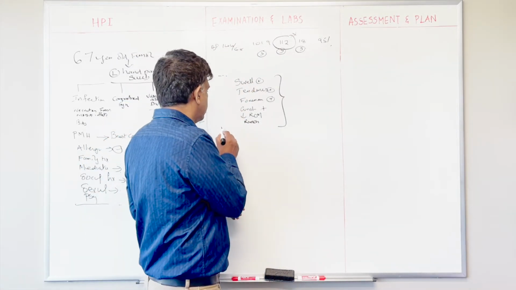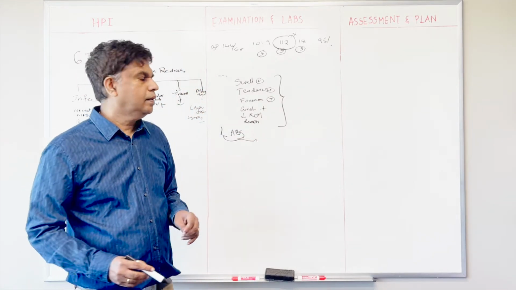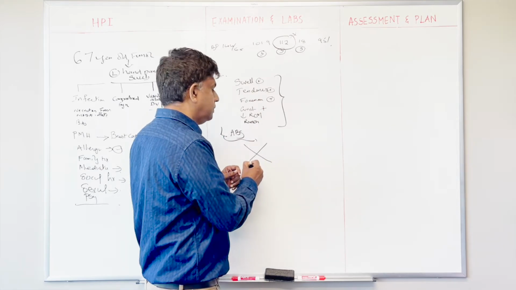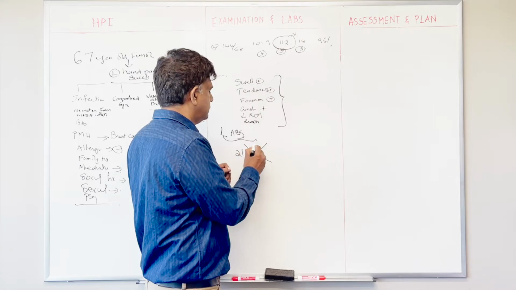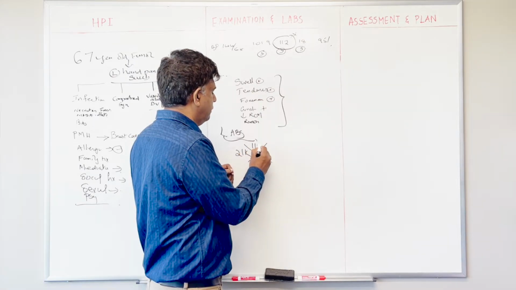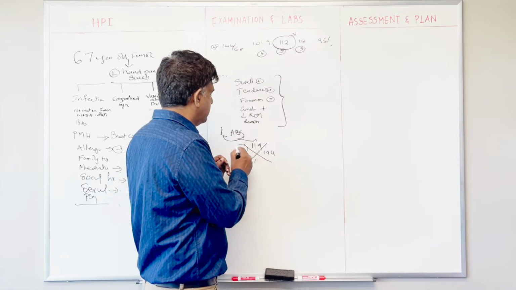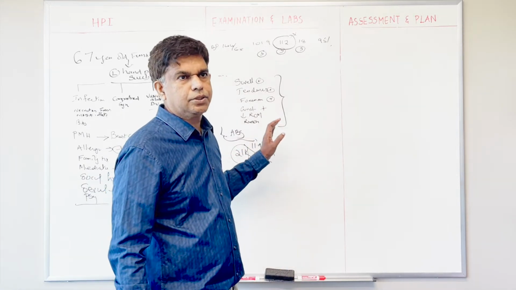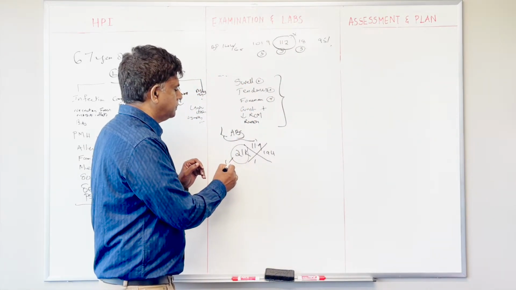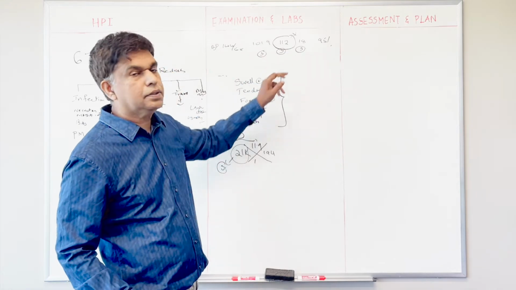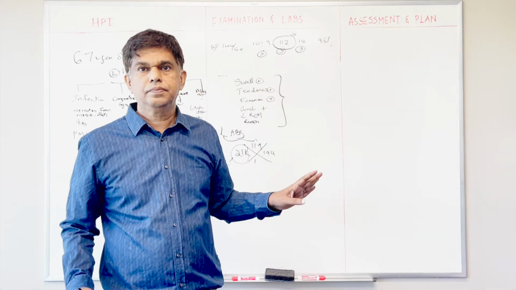Now let's look at what investigations we have to do. CBC. What is the WBC count? WBC was 21,000. Hemoglobin was 11.9, and platelets is 194. Again, what is the sepsis criteria for how high the WBC has to be? WBC count greater than 12, 12,000.